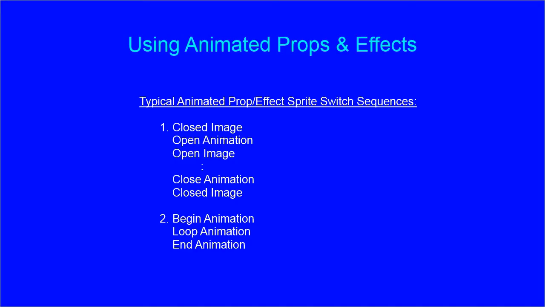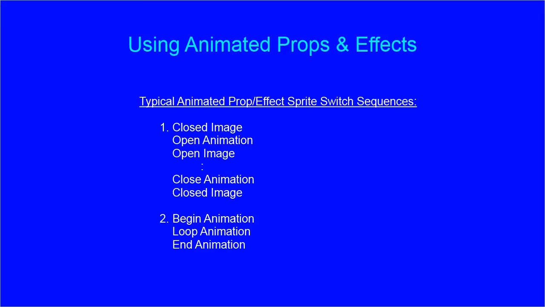An animated prop or effect will typically have one of 2 different sprite switch sequences. The previous example you just saw used this first sequence, which starts off with a closed image, which is non-animated. Then you can switch to an open animation, which actually shows the object opening, and then you finish up with an image of it open as a still, so that it doesn't change anymore. If at some point in the future you want to close it again, then there's typically a close animation, and then after the close animation you would go back to the closed still image.